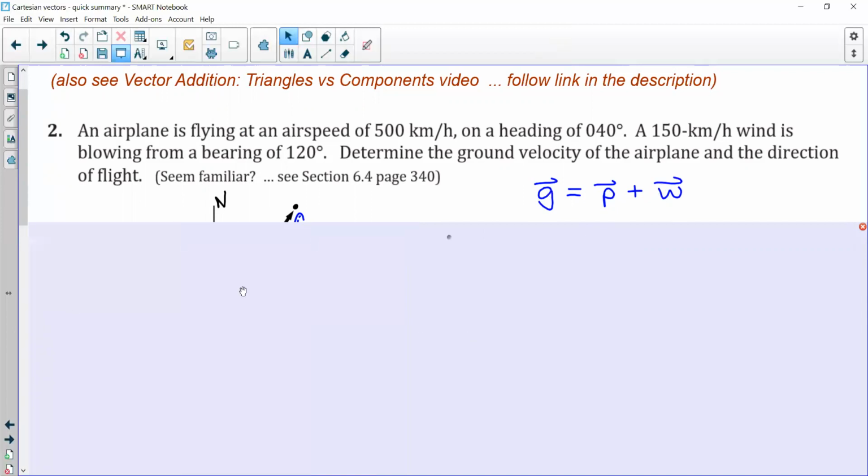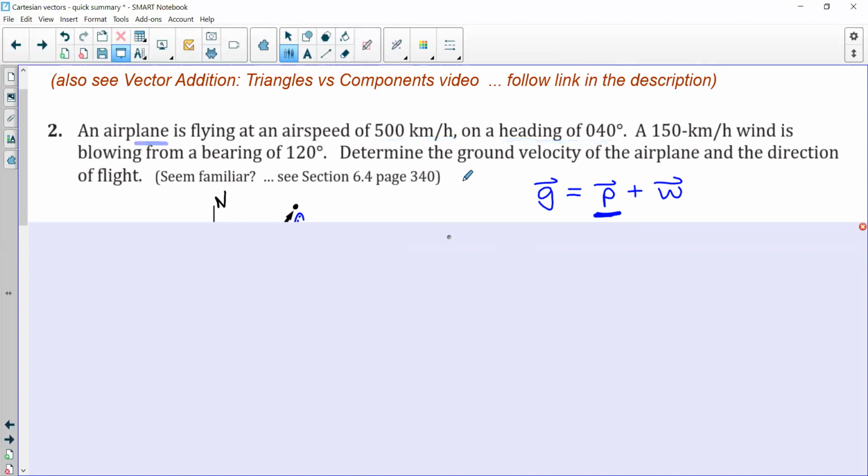So you have an airplane that is flying at an air speed, so in the air, of 500 kilometers per hour, and that gives you a heading, a direction. So you have magnitude given to you here. It's the magnitude of the vector, and this is the direction of the vector for the plane. So that's what I'm referring to here. That's one aspect.